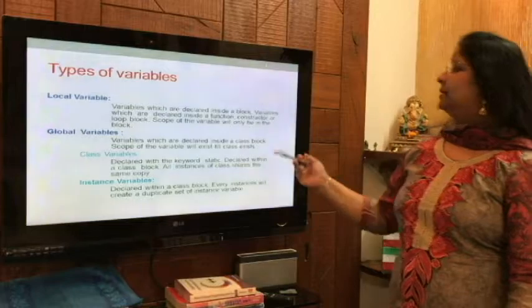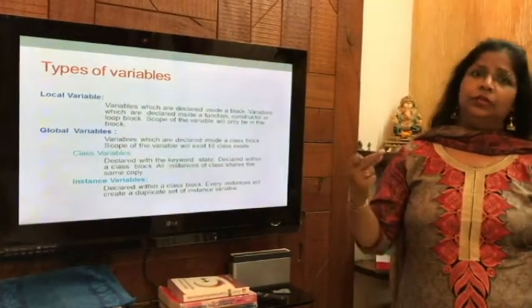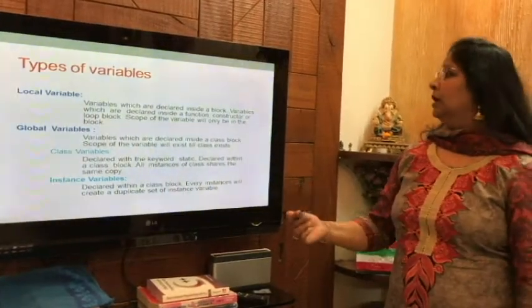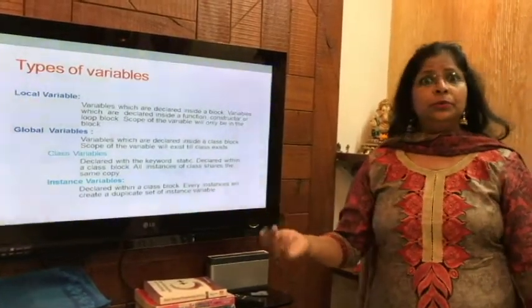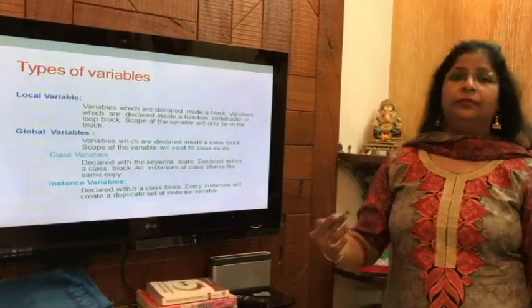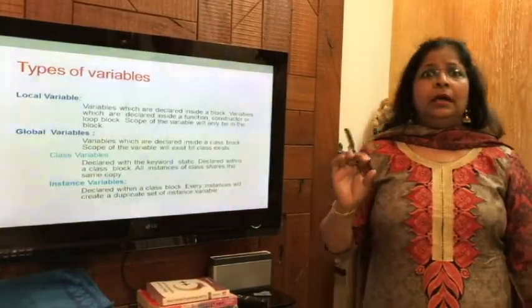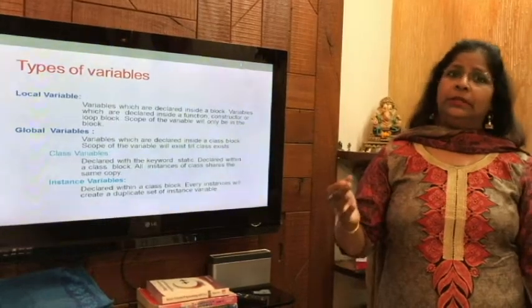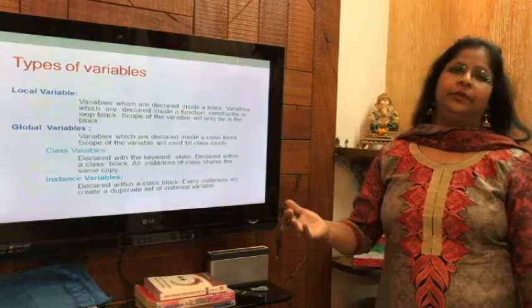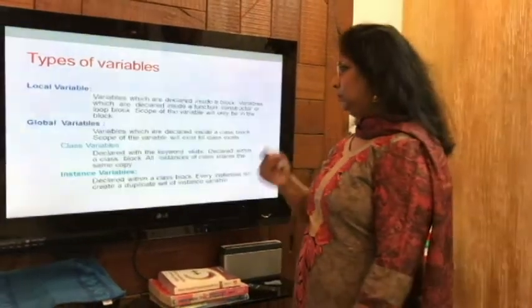Variables which are declared inside a function, that is a function block, or inside a constructor block or a loop block, will lose their scope outside that particular block. For example, if I have defined a variable under a function block, the moment the function gets over, the life of that variable also gets over. Hence, we call those variables local variables.